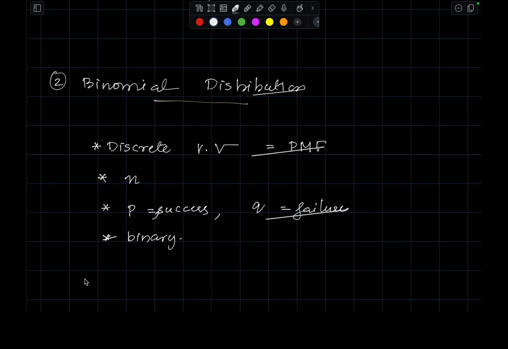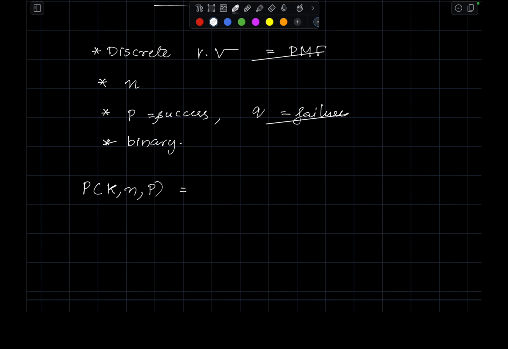And here the probability mass function is defined as P with parameters K, N and P, where N is the number of times which we are repeating the experiment, P is the success probability, and K is the outcome which we are expecting, or the success value. So here this is represented as, and here we have to calculate the mean, median, mode.